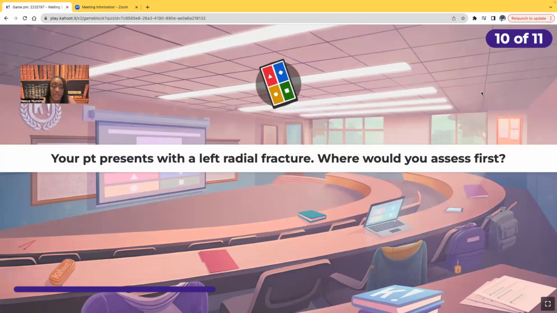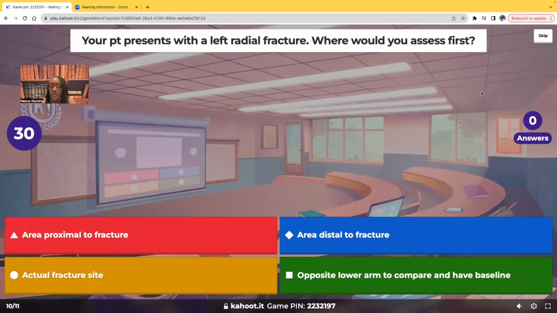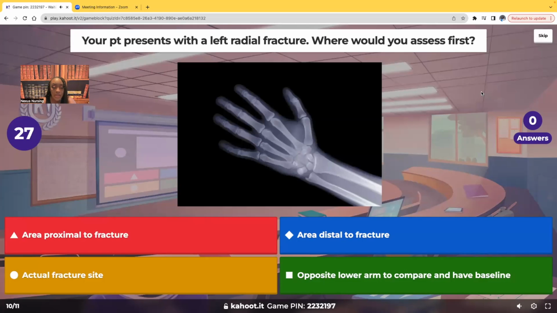Your patient presents with a left radial fracture. What would you assess for first? Would it be the area proximal to the fracture? Would it be the area distal to the fracture? Would it be the actual fracture site? Or would it be the opposite lower arm to compare and have a baseline? Your patient presents with a left radial fracture. Which would you assess first?